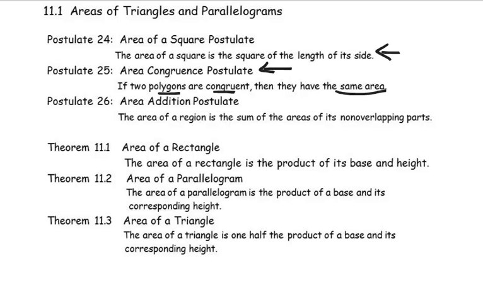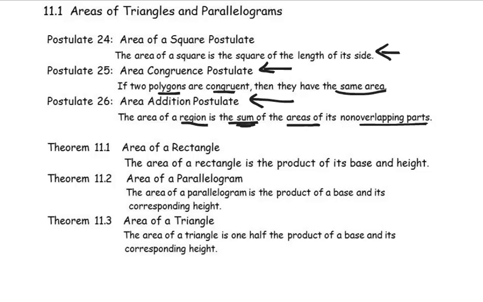So some of these will be important when we start looking at proofs. The area addition postulate says that the area of some region is the sum of all the areas of non-overlapping parts. So in other words, we can break some of these figures up into manageable pieces, find the areas of the manageable pieces, and then add them all together, sum.